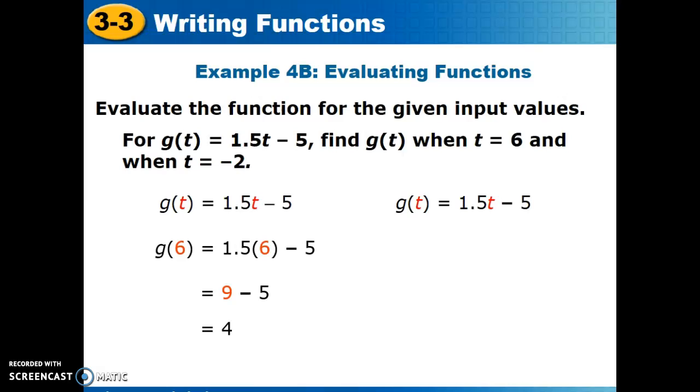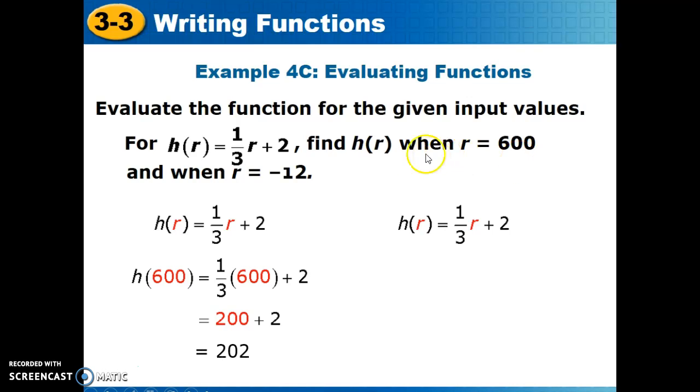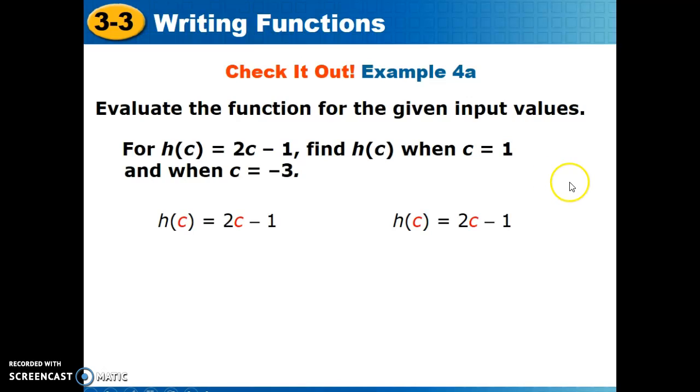Again, input values for the function 1.5t minus 5. We're going to evaluate when t is 6 and t is negative 2. New function: one-third r plus 2. Find, in function notation, h of r when r is 600 and negative 12. Try Check It Out and come right back to check your answers.